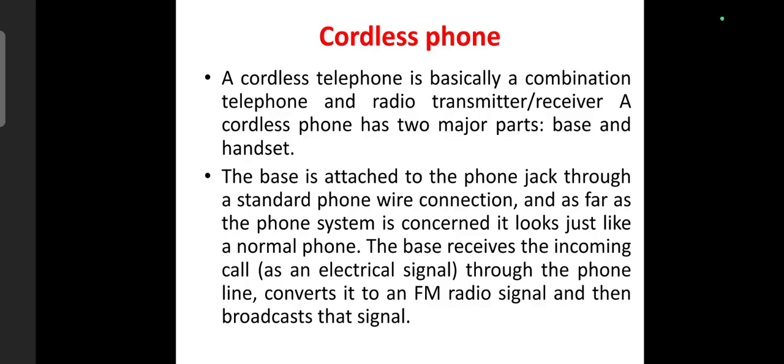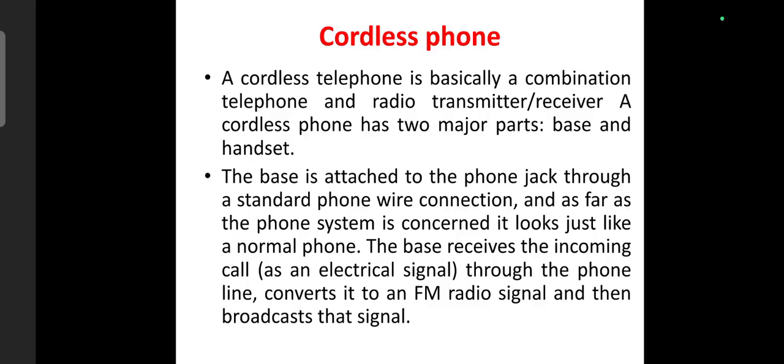A cordless telephone is essentially a combination of a conventional telephone and a wireless radio communication system. It consists of two major components, namely the base unit and the handset. The base station is connected to the telephone network through a standard telephone jack.